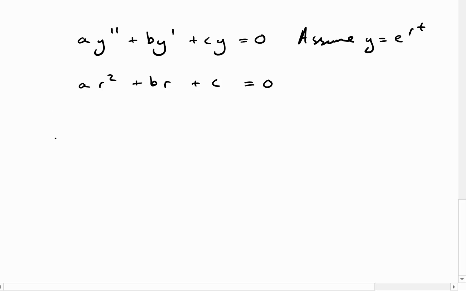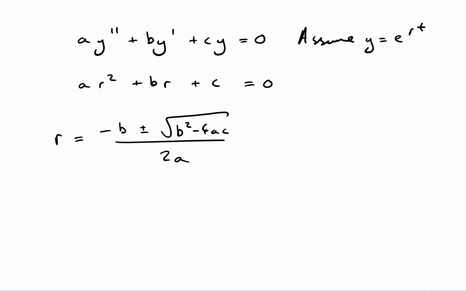So we solve it by using the quadratic formula: r equals minus b plus or minus the square root of b squared minus 4ac, all over 2a. So that's a good place to start. Now you may say at this point, well, hang on a minute. We've assumed that the function looks like that.